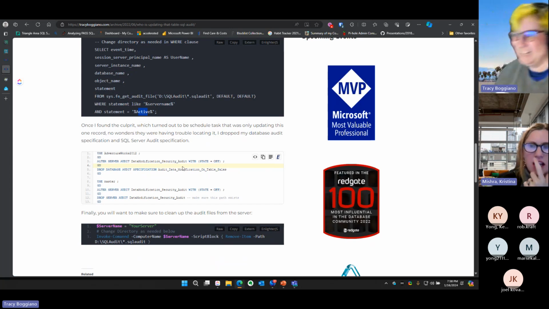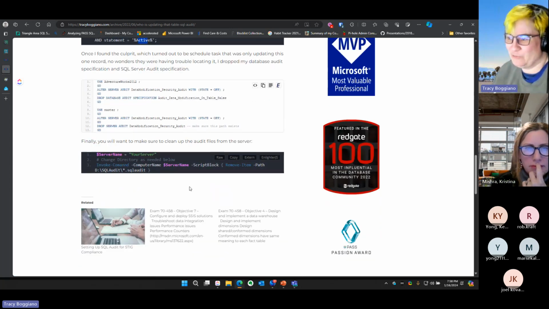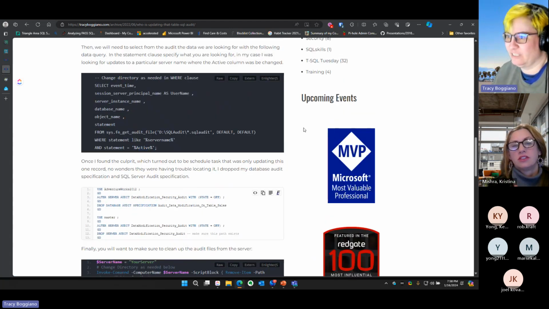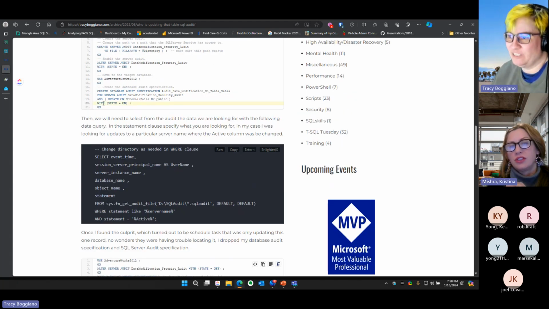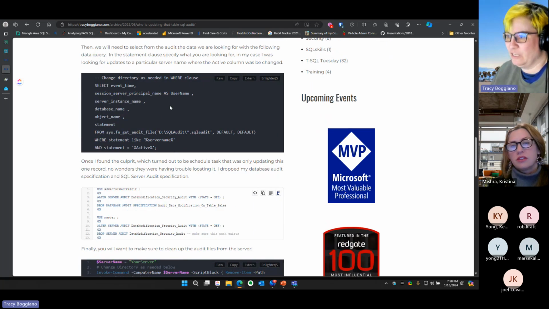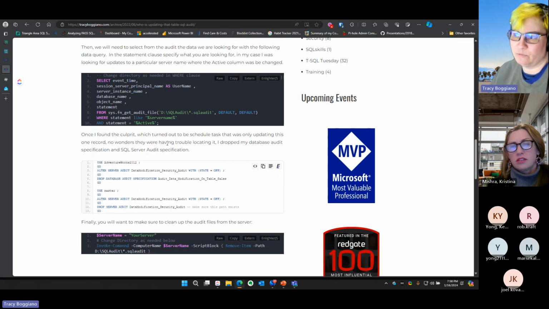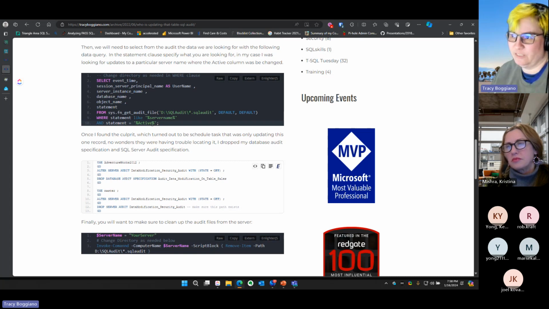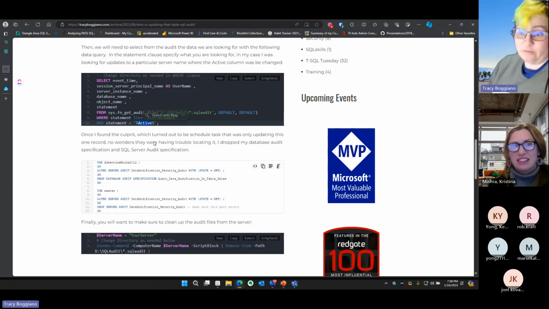Nice. So you could do it with extended events, but this was so much faster, I think, than extended events. All I have to do is set it to that particular table, look for an update, and then query the file itself and look for the server name, which was the field in the table, and look in the statement for the word active, and boom, I had it in 10 minutes. And they've been trying to figure this out for months.